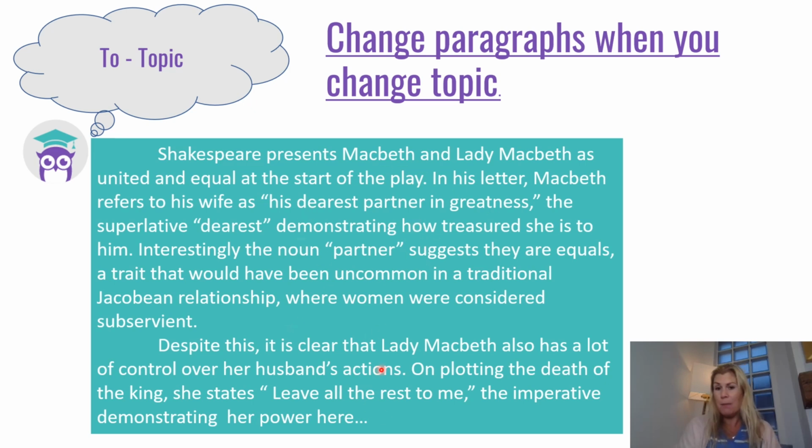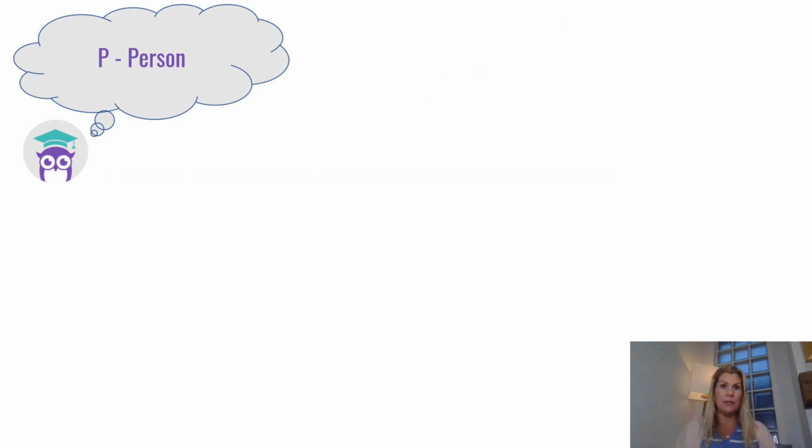Now, imagining that this essay that Claudia or Buddy is writing, they want to then move on to Lady Macbeth being more powerful or more in control of their relationship. And so there is, funnily enough, a topic shift. And so we change paragraph. "Despite this, it is clear that Lady Macbeth also has a lot of control over her husband's actions." So do you see what I mean there? We're moving on to a different point, a different idea, and therefore we are changing paragraph. Again, easy peasy. And the final one, person.